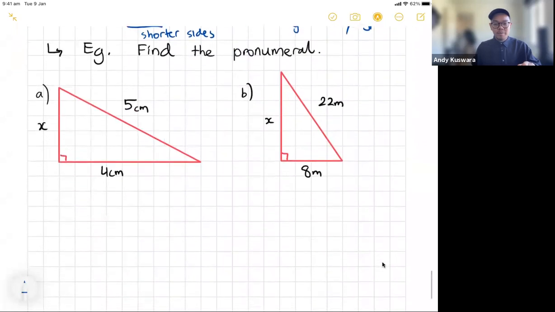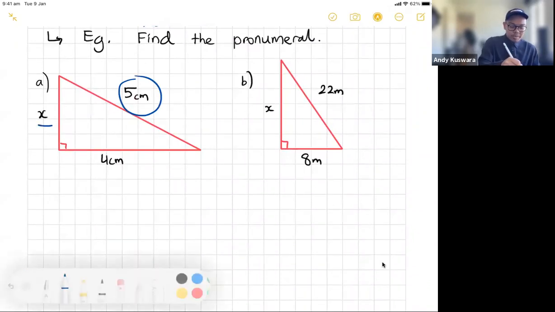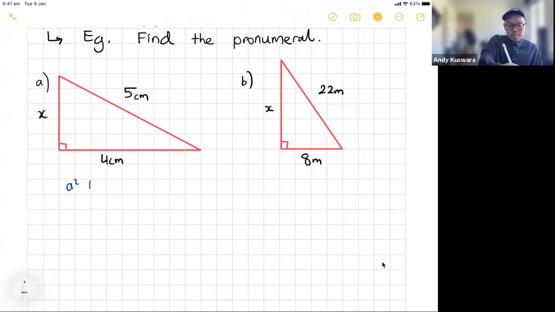Now, an example of how they might ask you to do it is they'll say, find the pronumeral. And see here we've got, technically, 5 is the longest side, but we're trying to find x. We're trying to find this guy here. So the way that we're going to do that is we're actually going to rethink our Pythagoras formula a little bit, because we remember that a squared plus b squared equals c squared. And so I'm just going to show you this way first.